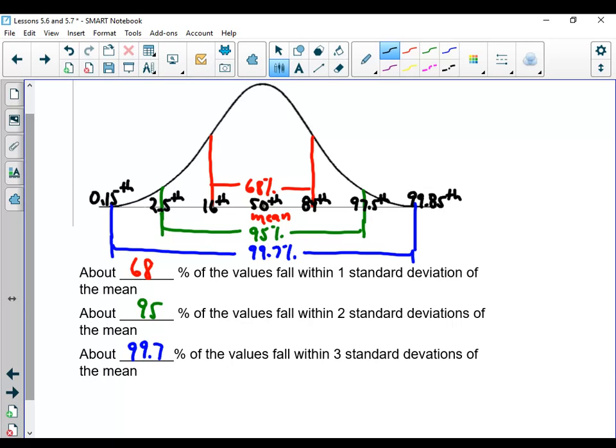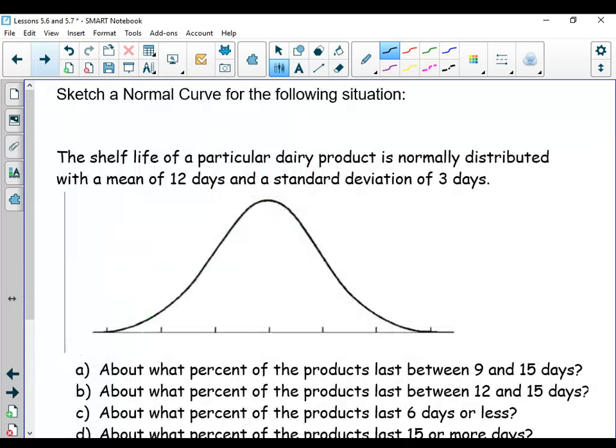Well, this example talks about looking at the shelf life of a certain dairy product, and they find that that shelf life is normally distributed with a mean of 12 days and a standard deviation of 3 days. One way you may see it written is a capital N, and then 12, comma, 3, meaning 12 was the mean, 3 was the standard deviation.